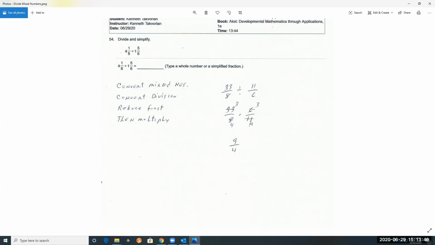So I noticed 11 goes into itself once, 11 goes into 33 3 times. Excuse me, 2 goes into 6 3 times, 2 goes into 8 4 times. Now we're able to multiply. 3 times 3 is 9, 4 times 1 is 4. We're asked to leave it as a reduced fraction, so that is a proper answer.